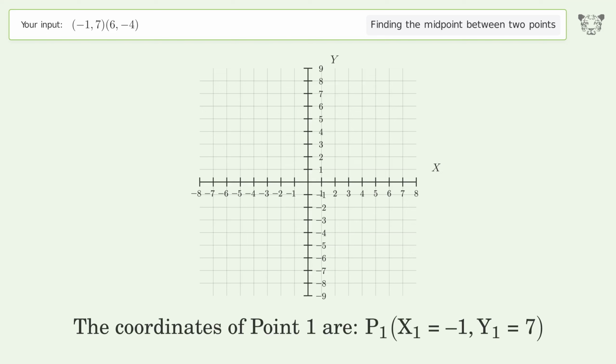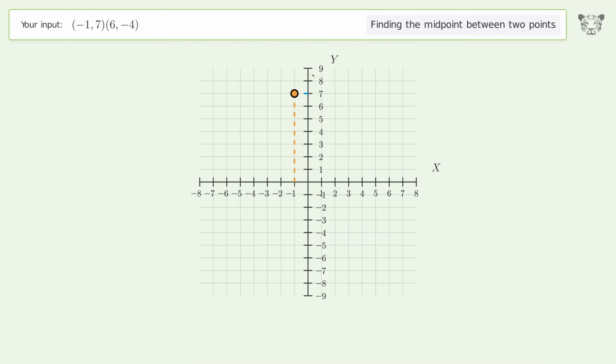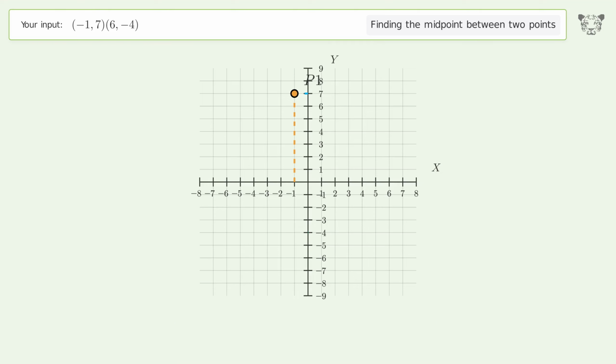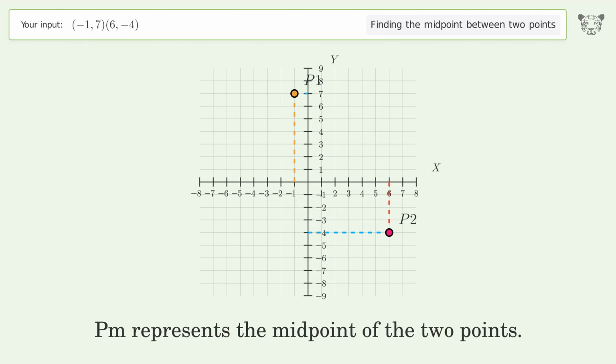The coordinates of point 1 are x1 equals -1, y1 equals 7. The coordinates of point 2 are x2 equals 6, y2 equals -4. PM represents the midpoint of the 2 points.